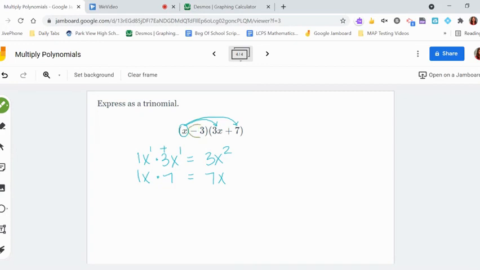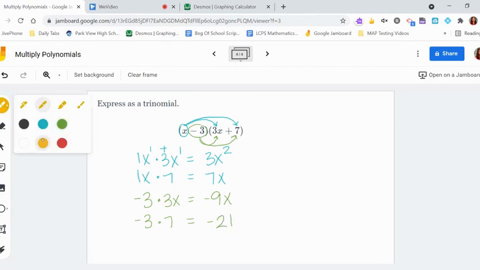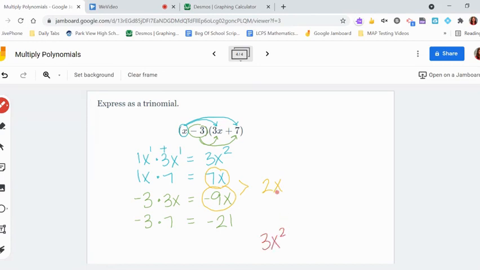Now I have to do the second part. The second part, which makes it double, is distribute that negative 3 to both the 3x and the 7. So negative 3 times 3x and negative 3 times 7. Negative 3 times 3 is negative 9. X comes along. And negative 3 times 7 is negative 21. Combine like terms. I'm going to take 7x minus 9x. That gives me negative 2x.